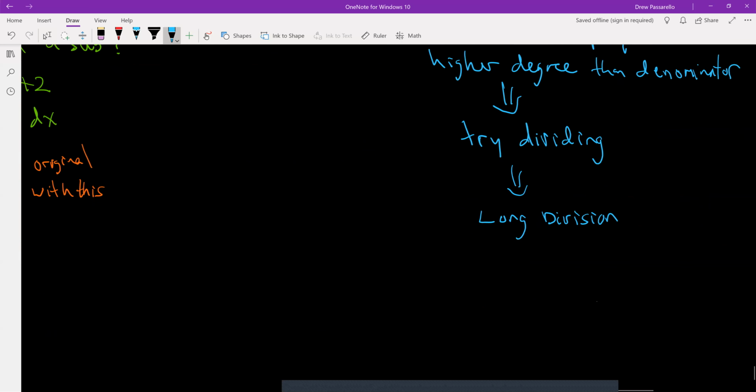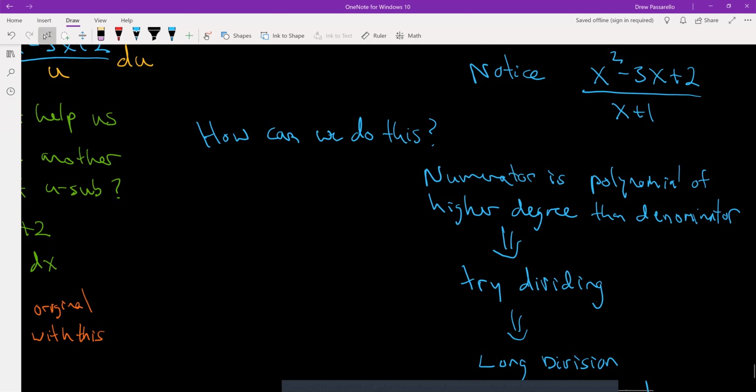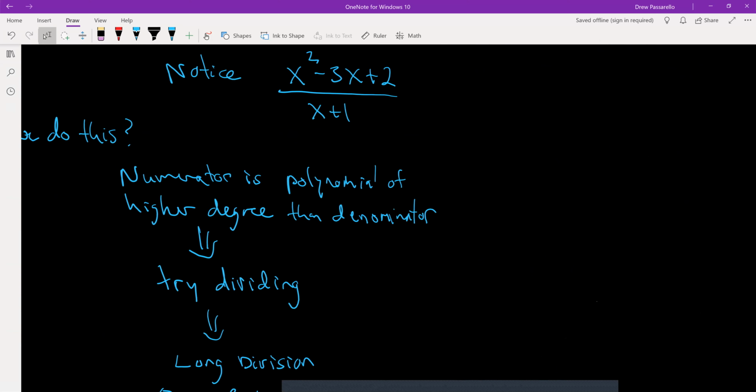And anytime you perform the long division, you'll get something of the form Q plus R over D, where Q is the quotient, R is the remainder, and then D is the divisor. In this case, our divisor is x plus 1. So I could try the long division for this. And now you just have to remember how to do the long division.